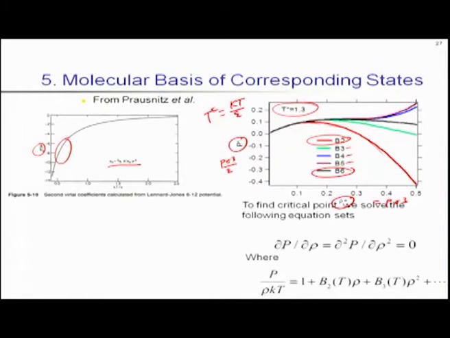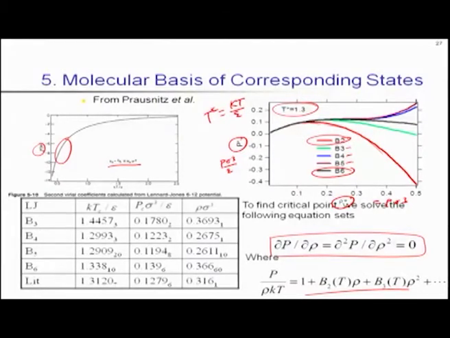Now, to find the critical point, we can solve this equation. The first derivative and second derivative should be 0 due to this inflection point. This has been done by some people, and if you include up to B3, the Lennard-Jones critical point, that is your T star, your P star, and your rho star, is given in this way. So there is a fluctuation in the value.